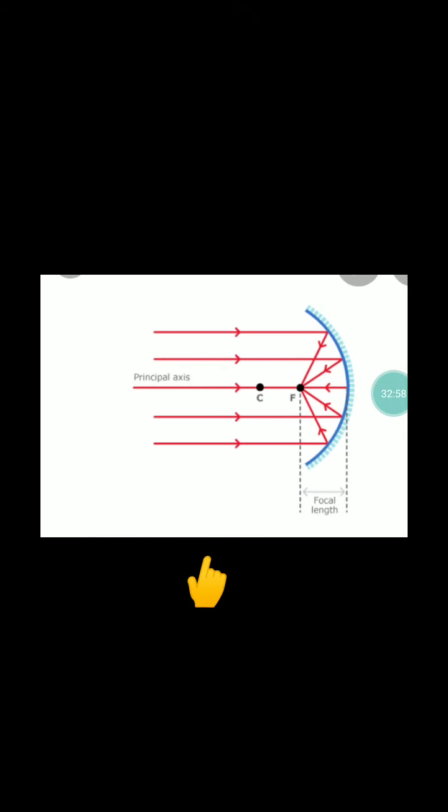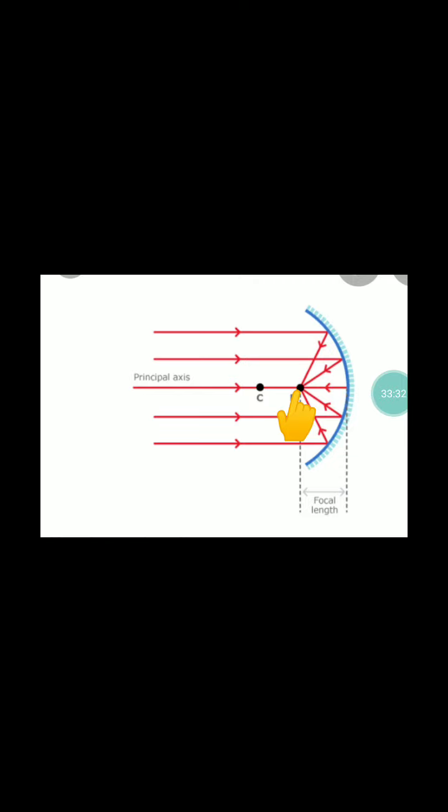Now once again, did you understand the terms? Principal focus of concave mirror. In the case of concave mirror, the rays incident parallel to the principal axis meet at a point. This is another ray. This is one example. After reflection, it will meet at this point. This point is called the focus. This is another one. These rays are coming, and after reflection, they move like this and meet here, and this is the focus.